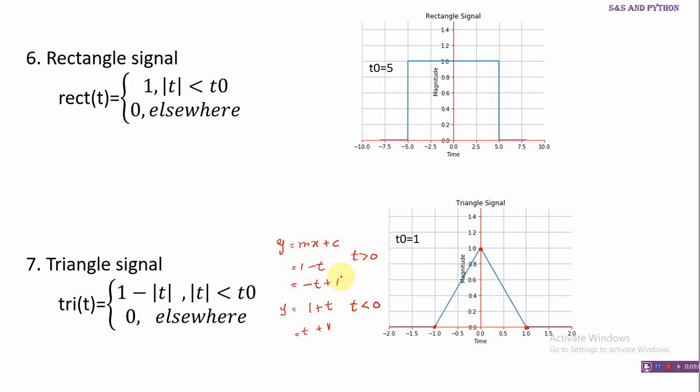For positive values of t, it follows as minus t plus 1, that is it is a straight line with negative slope and intercept at 1. So negative slope means as you increase the x value, the y value decreases along this line. So as we increase the time from 0 to plus 1, the y value decreases from 1 to 0. That is the physical significance of negative slope. So this is a straight line with negative slope, intercept at 1. So between minus 1 to 1, these two straight lines form a triangle, and hence it is a triangular signal.